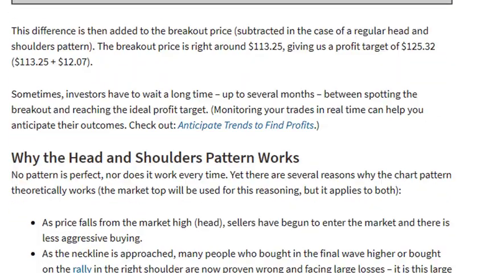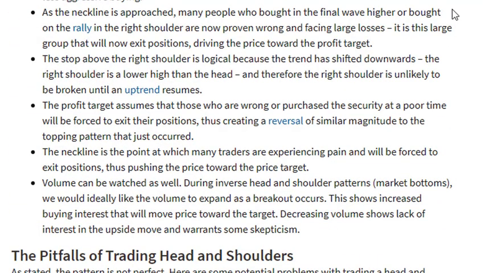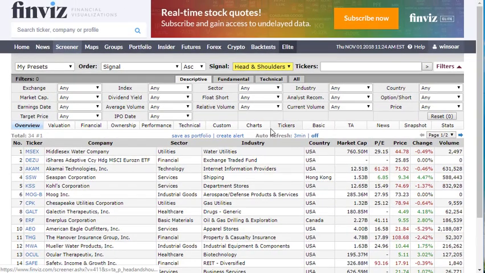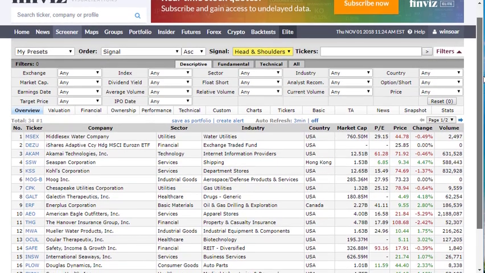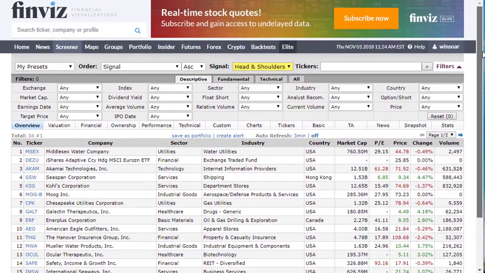So there are the basics, but how would you find these patterns on the chart? Because they can be quite hard to spot. But the good news is I found this website called FinViz. Click the link in the video description below to go to this page. And you click on screener at the top, and then you can search for certain signals, such as the head and shoulders pattern. Then we can sort by market cap.